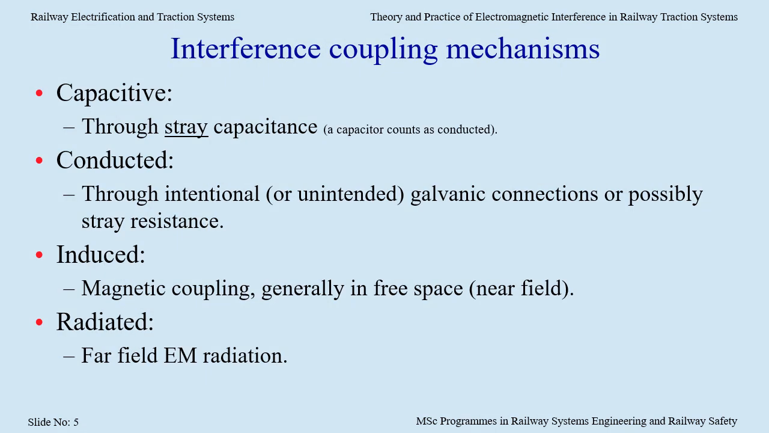So what are the four interference coupling mechanisms? They're presented briefly here and will be elaborated on in the following slides. Capacitive coupling is through stray capacitance, also known as parasitic capacitance. Actual capacitors count as conductive coupling. Conductive coupling is through an intentional or unintentional galvanic connection. This definition includes stray resistance, which can be important on railways, where there can be a low resistance between rails and earth. Induced coupling is standard near-field magnetic induction, and radiated coupling is far-field electromagnetic radiation. The terms near and far field will be explained later.